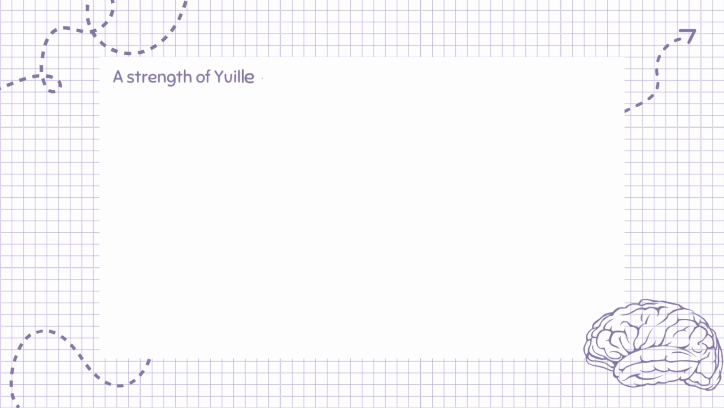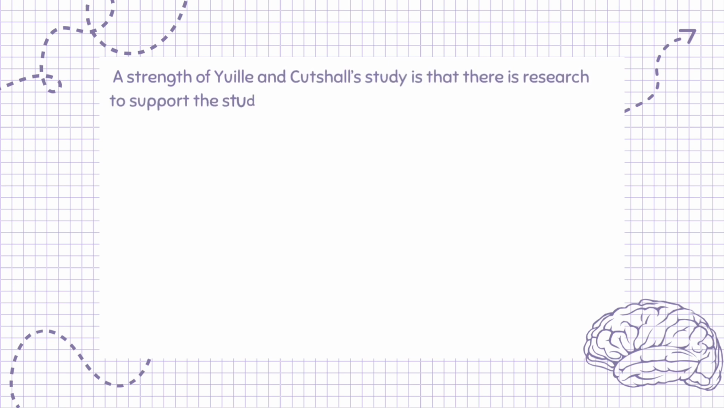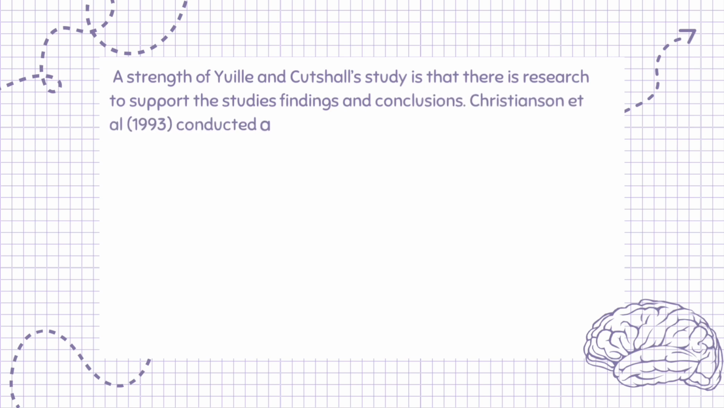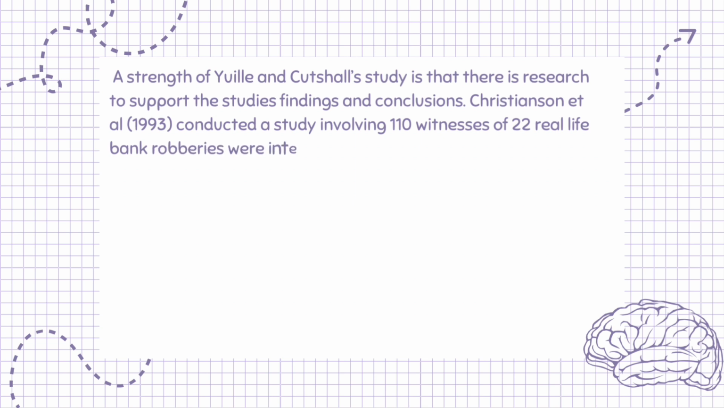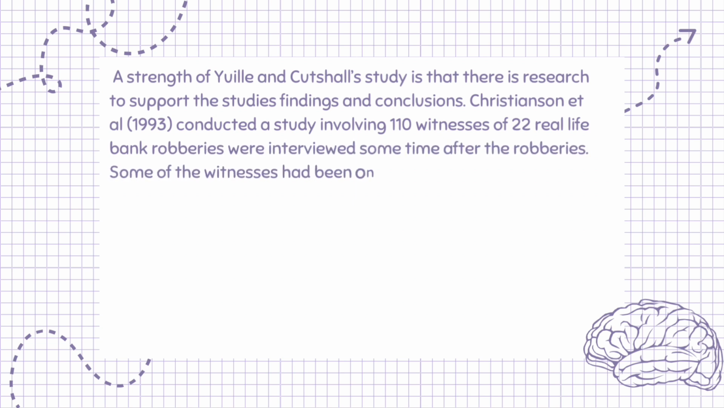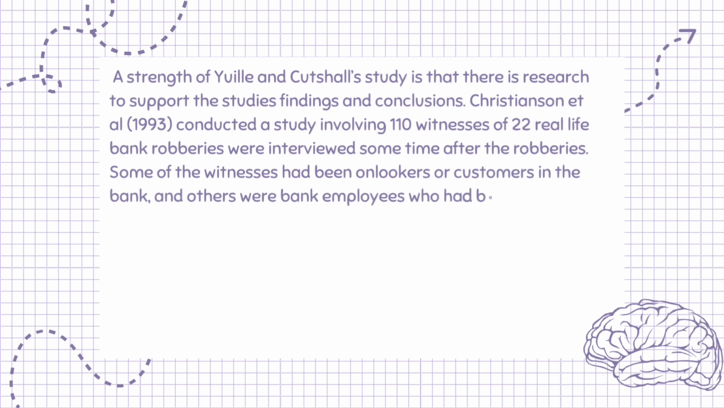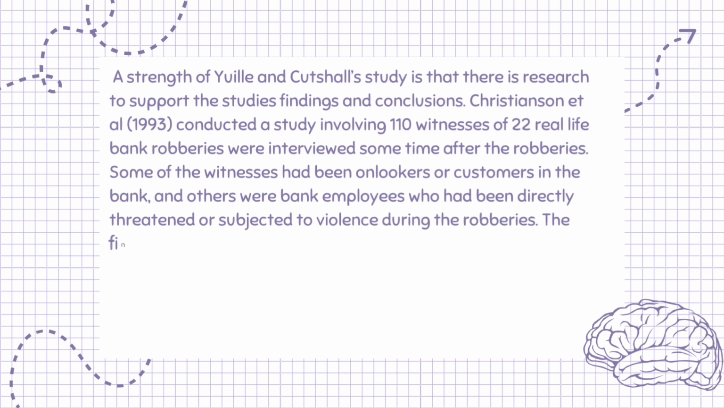A strength of Ewell and Cutshall's study is that there is research to support the study's findings and conclusions. Christensen et al., 1993, conducted a study in which 110 witnesses of 22 real-life bank robberies were interviewed some time after the robberies. Some of the witnesses had been onlookers or customers in the bank, and others were bank employees who had been directly threatened or subjected to violence during the robberies.